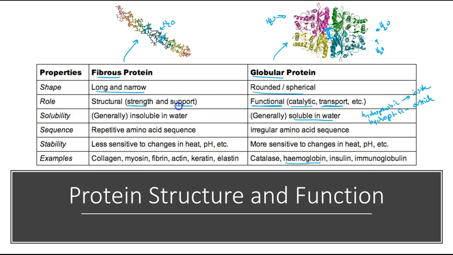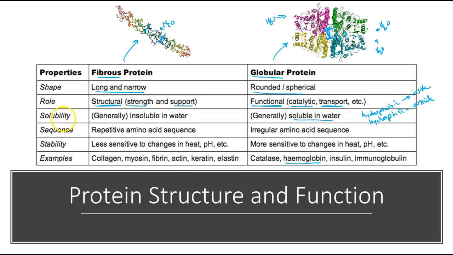It's going to have a lot of support capabilities. These are going to be the beams and the cross members and the posts and the columns, if you will, for different structures in and around the cells. We're going to talk about those structures in a minute. But the role of a fibrous protein is structural in nature, while the role of a globular protein is functional. Remember, these are the enzymes that are going to catalyze biological reactions.